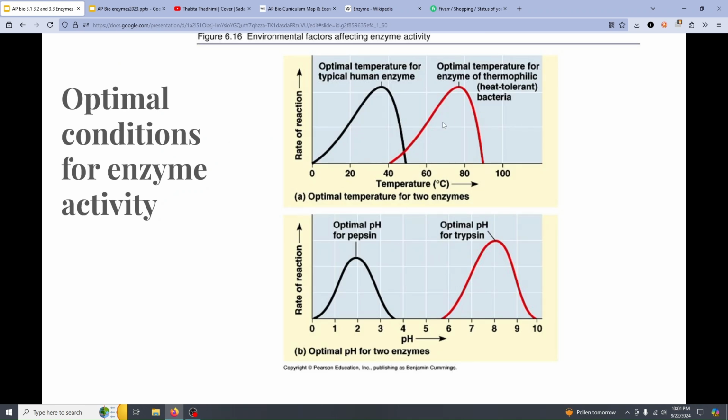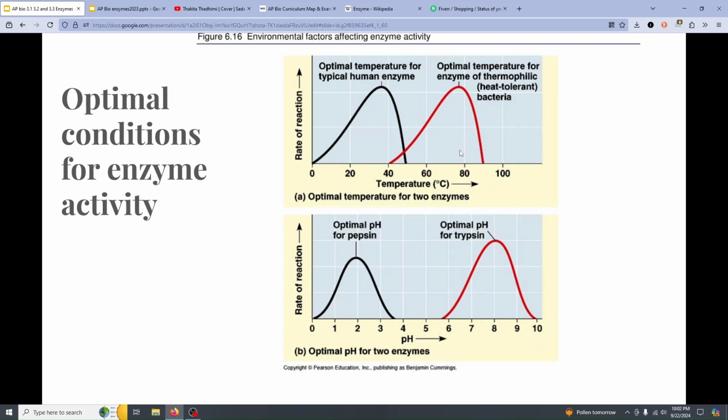So here's an image just showing how temperature and pH are optimized for specific proteins. We saw pepsin, we saw trypsin. Amylase is going to be a little curve right here. Amylase, pH of 7. Trypsin is here and pepsin is here. Same thing with temperature. Human enzymes, 37 degrees, 37.5 to 40, usually around here is optimized.